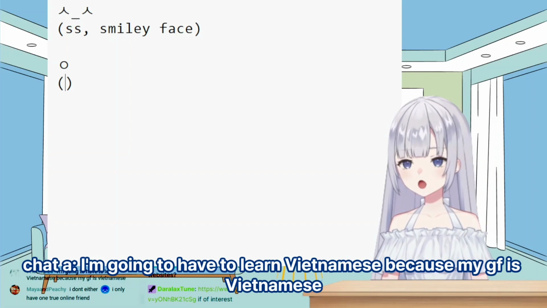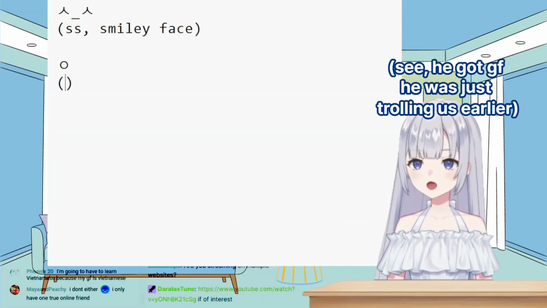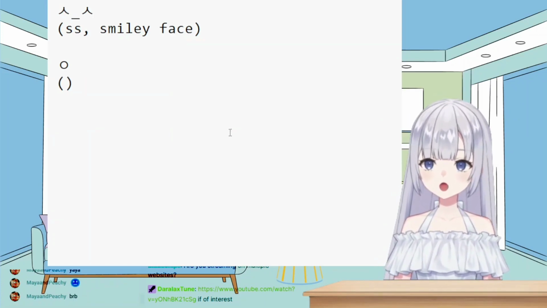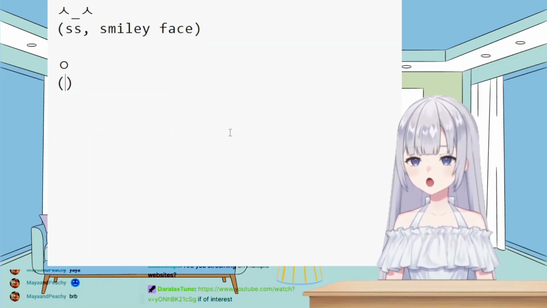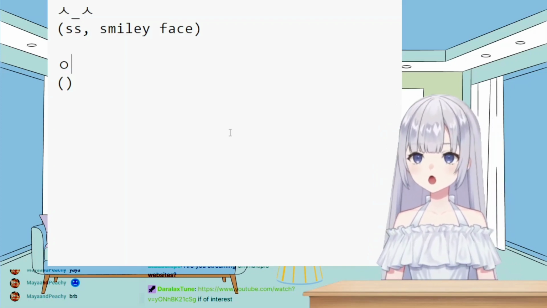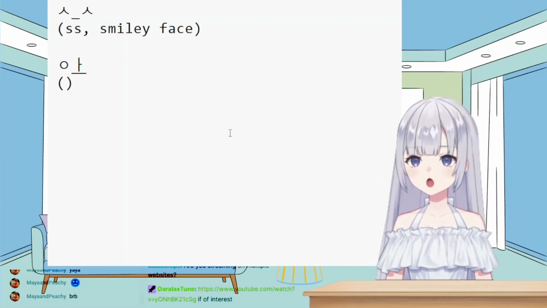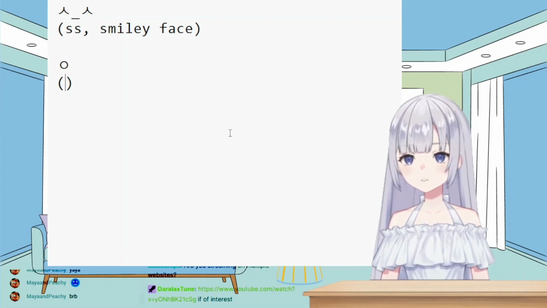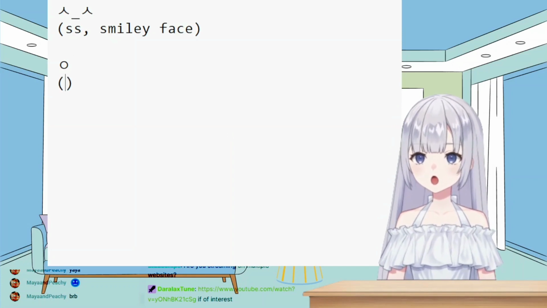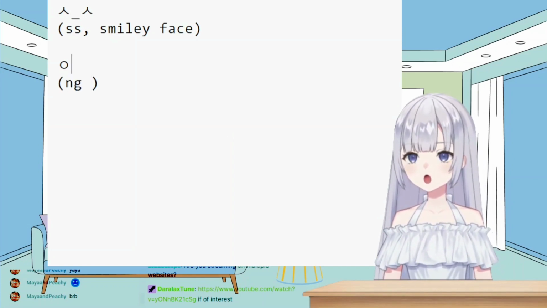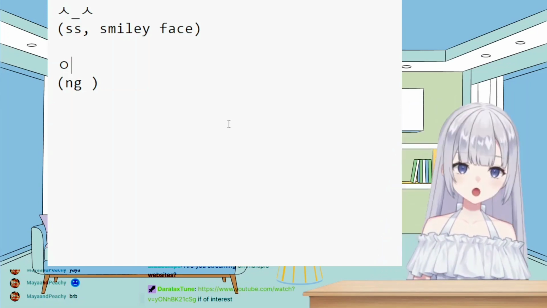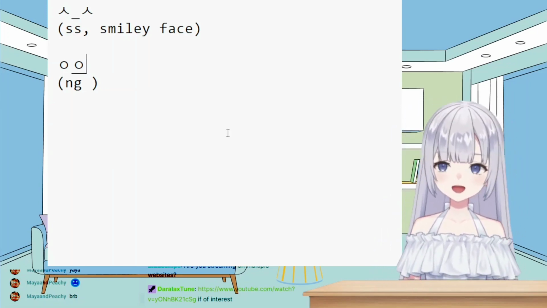I'm going to have to learn Vietnamese because my GF is Vietnamese. Ah, cool. This kind of represents a circle or empty space when it comes in front of a vowel like this. But when it comes under, it can also be this sound, a nasally sound. So yeah, not that one.